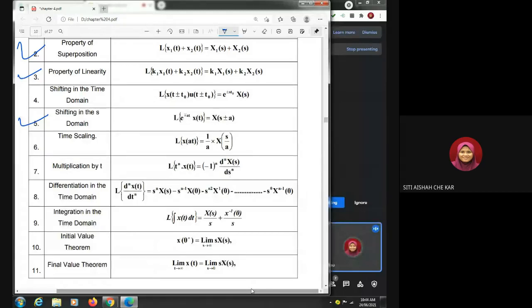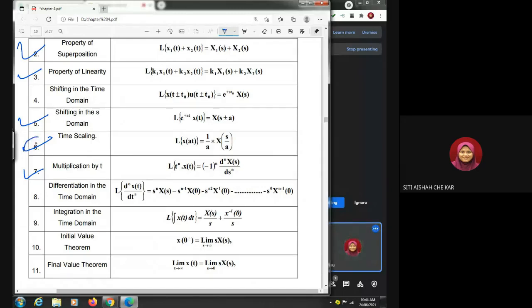Okay, so what we're gonna learn today is this one first, time scaling. Multiplication by t, and then we back to shifting in time domain, because this one is quite tough. Tak adalah susah, agak pening sedikit lah. Okay, and then kalau sempat kita pergi yang the rest lah. Okay, so we go to this one first, time scaling.